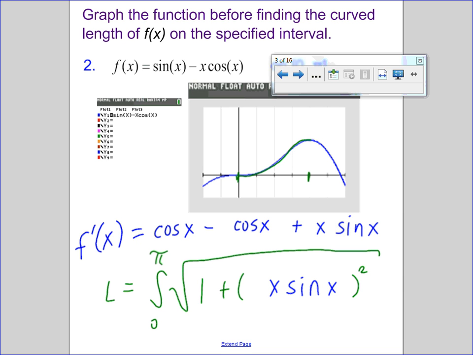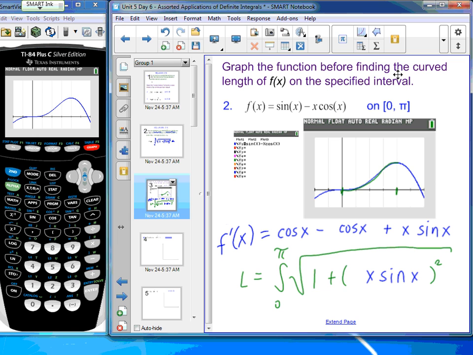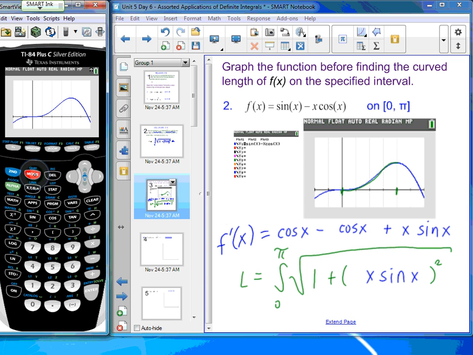Alright, so I'm going to go ahead and go Math 9. That's the exact length, and I'll get an approximation now using Math 9 correctly to replace past the decimal. So let's go ahead and do home screen, Math 9, the integral from 0 to pi of the square root of 1 plus quantity x sine of x, close quantity, squared, close radical, with respect to x.